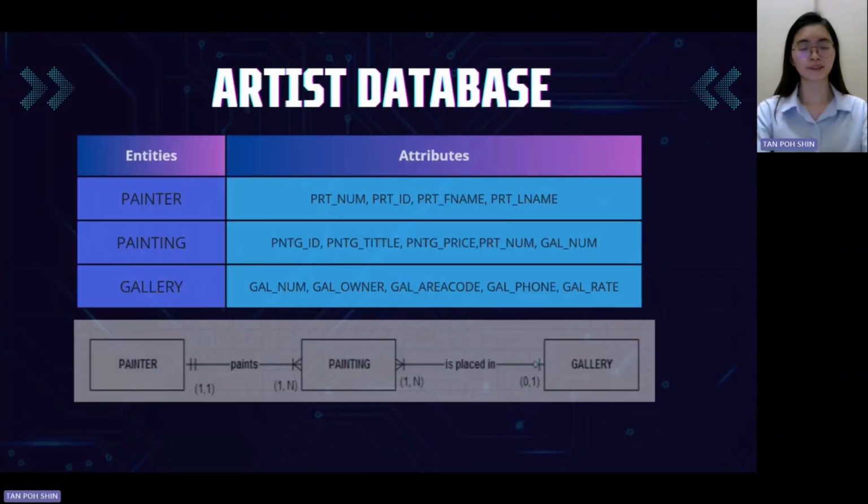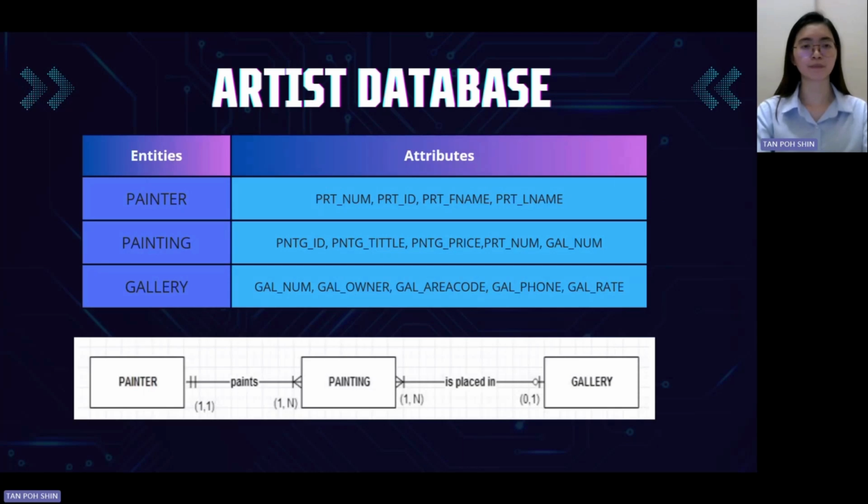Next is the artist database as an example. We have three entities here. They are painter, painting, and gallery, with each attribute represented in the table. The relationship between these entities is that a painter can create multiple paintings, so this forms a one-to-many relationship. Second is that a painting may be exhibited in multiple galleries. Thus, this forms a many-to-many relationship.